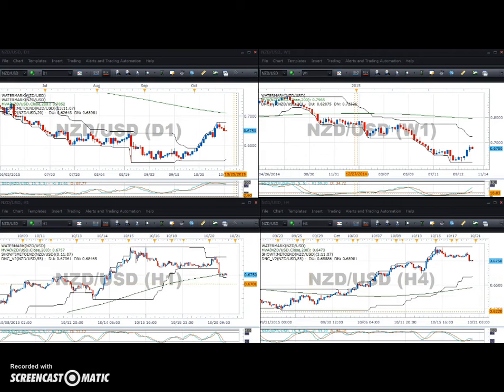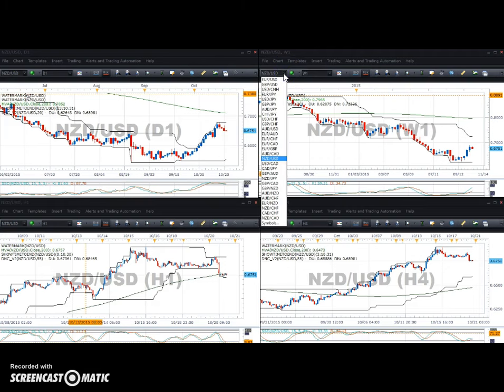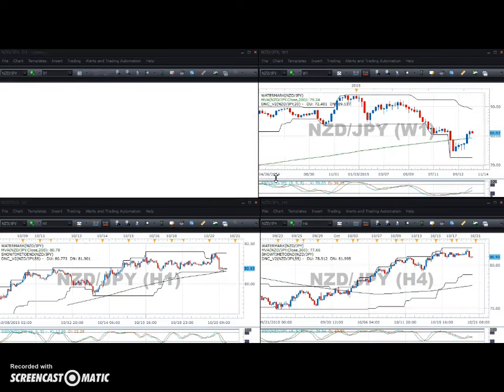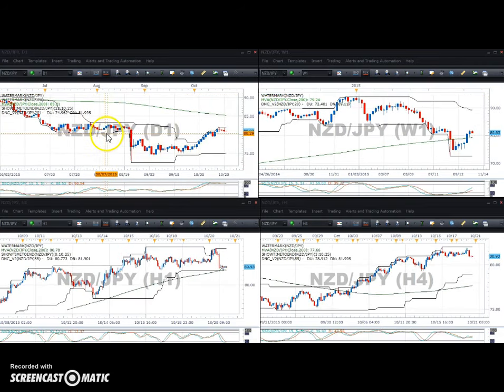Now, as I look at that strong weak analysis, as I said, the New Zealand dollar was the strongest, US dollar was the weakest. I then go down using the New Zealand dollar again as my base, strongest currency. I then go to the second weakest currency, which in this case is the Japanese yen. And I bring up the chart for the New Zealand dollar, Japanese yen, and see what we have there.